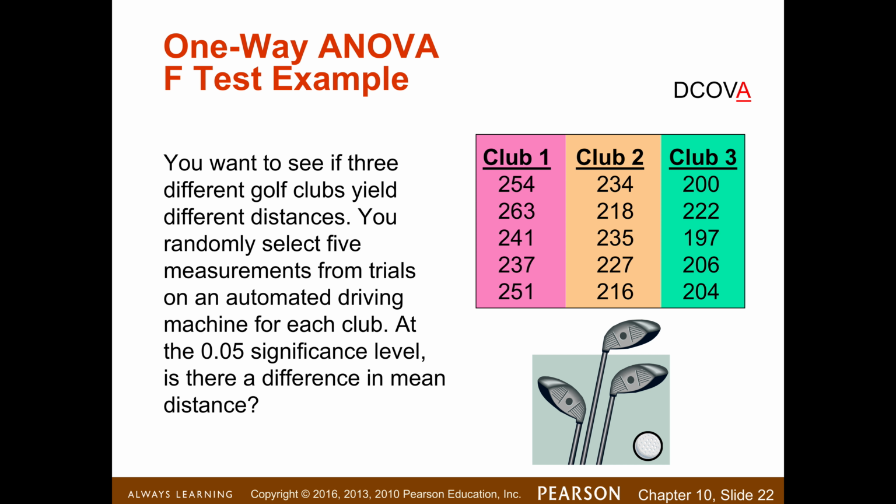And you hit 5 balls, and you can see club 1. Again, these are all hit with the same automated driving machine. So to take the quality of the golfer out of it, you get consistency there. So club 1 hit it 254 the first time, 263 the second, and so on. Club 2, club 3 measurements you can see. Upon investigation, it appears to me that club 1 is hitting it further.